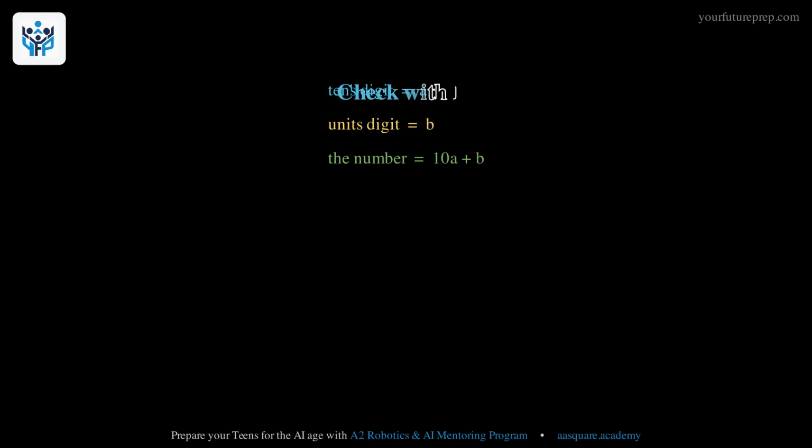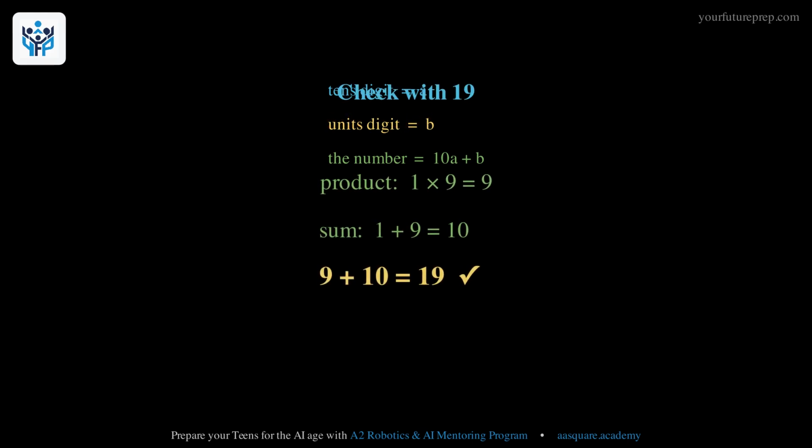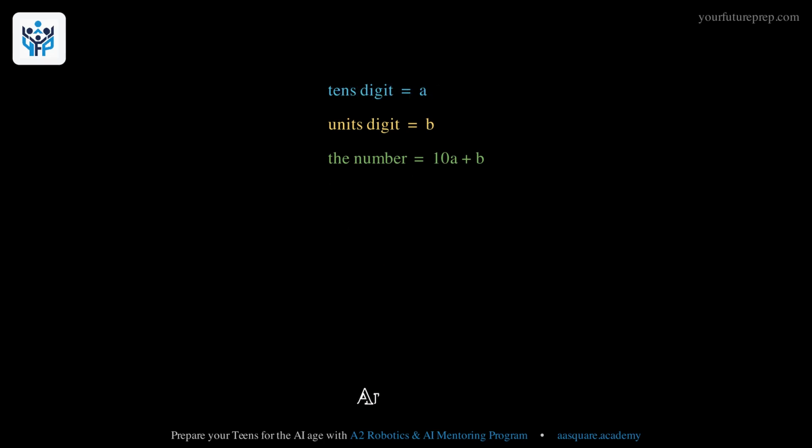Let's check with 19. The product of the digits is 1 times 9, which is 9. The sum of the digits is 1 plus 9, which is 10. Adding gives 9 plus 10 equals 19, the number itself. It works. The units digit is 9.